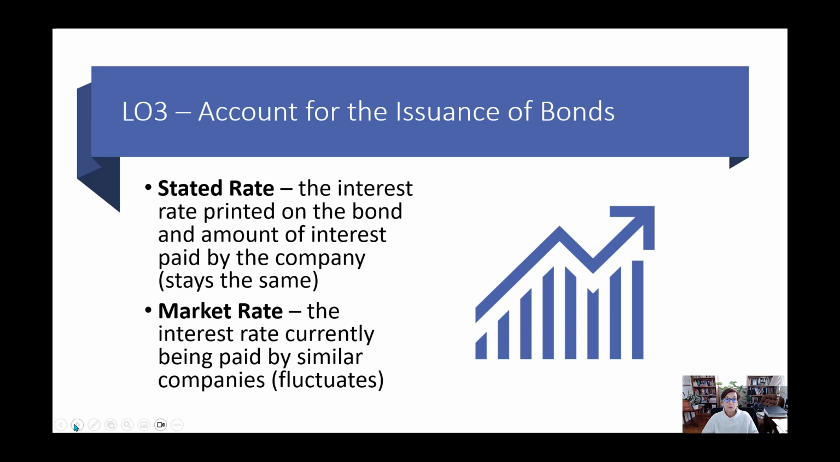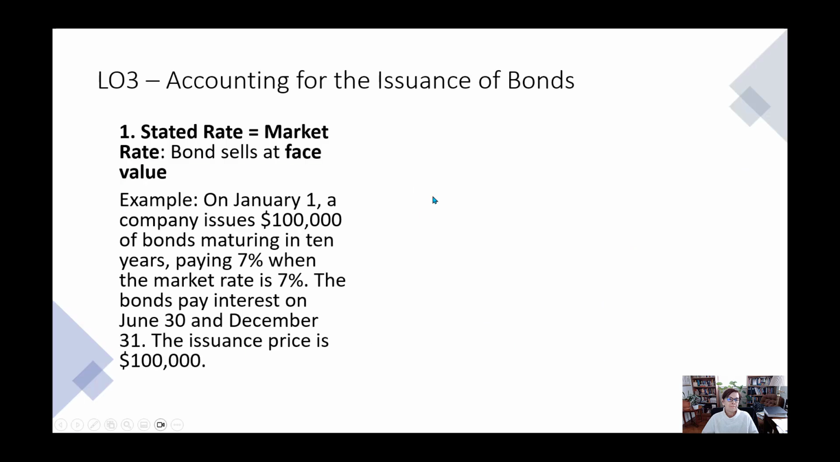Now let's see why those two rates are important. The relationship between the two rates is what determines the issuance price of bonds, because the stated rate stays the same, but the market rate changes. And so that's where it gets a little tricky. So let's look at the simplest case. The simplest case is that the stated rate is equal to the market rate. So if both rates are the same, the bonds sell at face value.